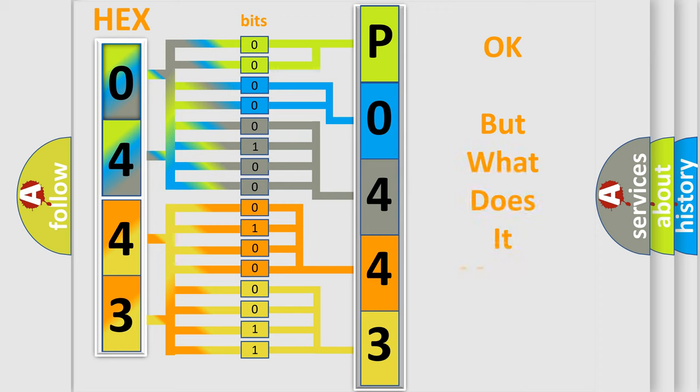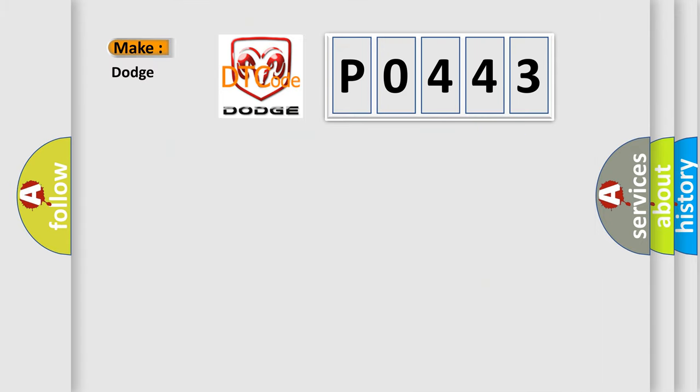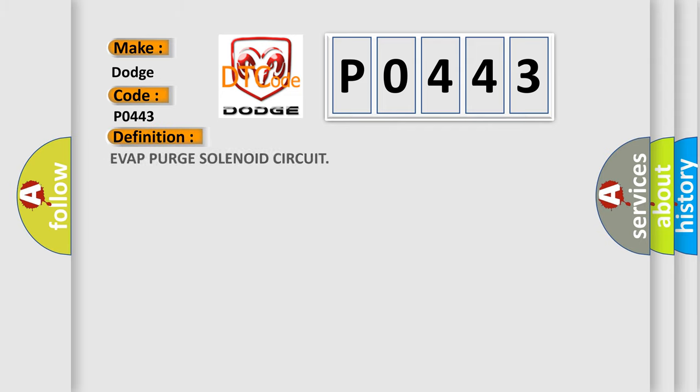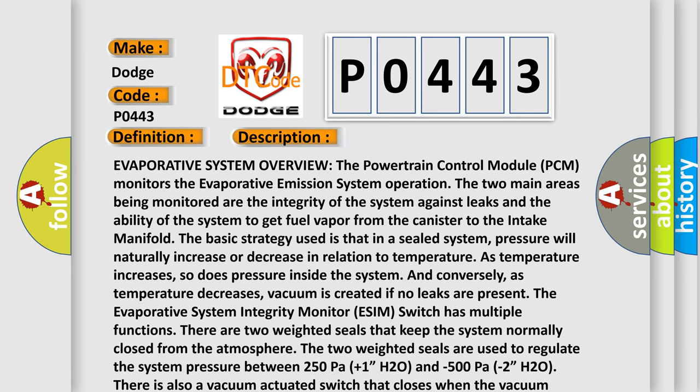The number itself does not make sense to us if we cannot assign information about it to what it actually expresses. So, what does the Diagnostic Trouble Code P0443 interpret specifically for Dodge car manufacturers? The basic definition is EVAP purge solenoid circuit. And now this is a short description of this DTC code.